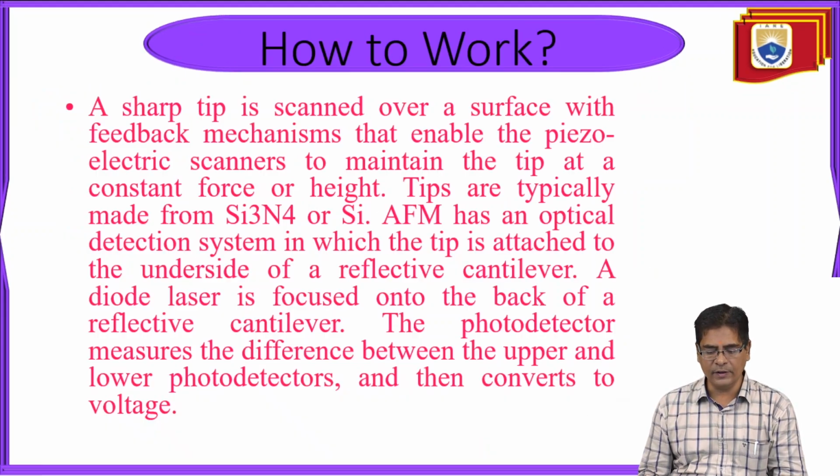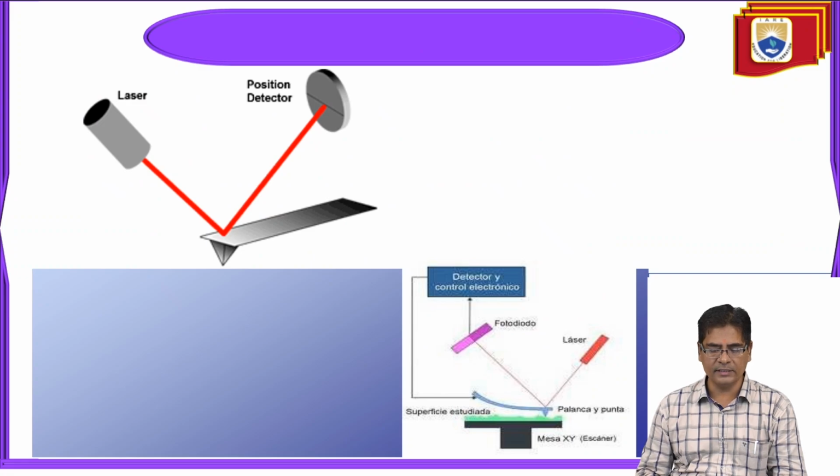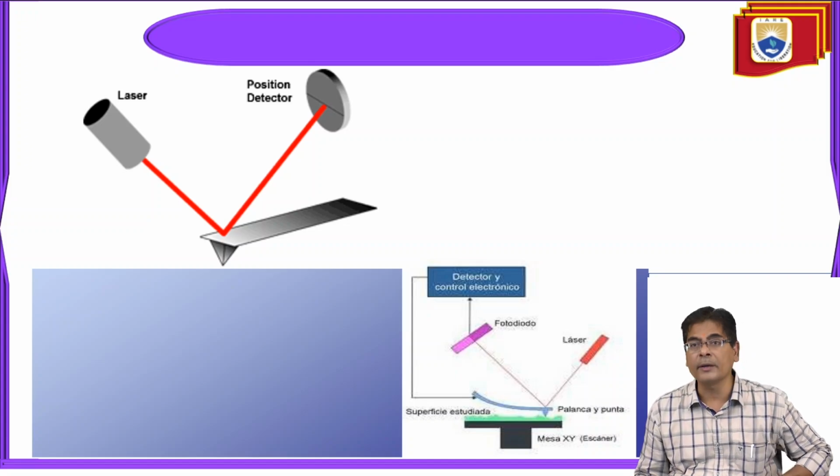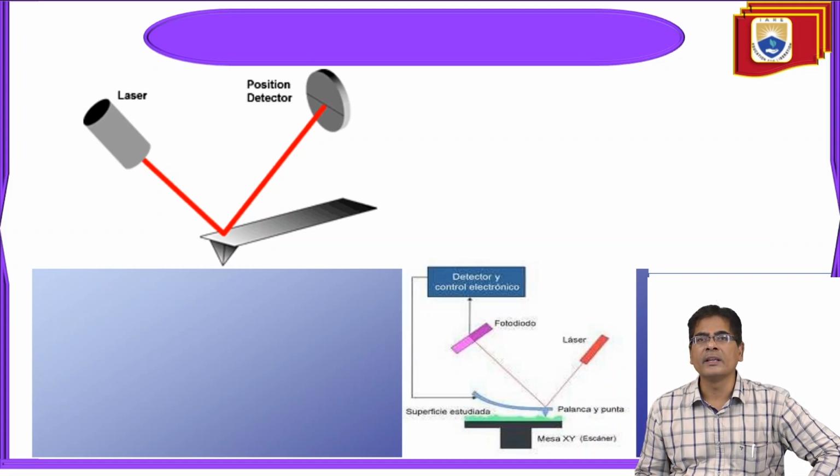So this is how the deflection takes place, right? This is the laser position detector, where the laser hits the cantilever. The cantilever in turn interacts with the probe, and we can see the detector along with the control form, right? So this is what we can see.